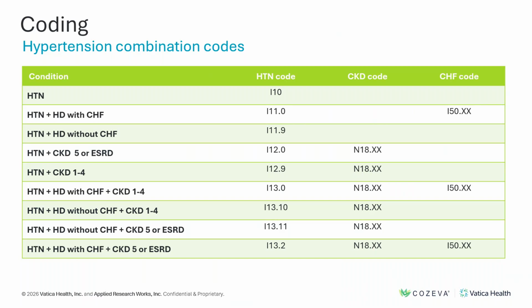I think it looks a lot more complicated because there's a separate code for CKD stage 1 through 4 and CKD stage 5 or end-stage renal disease. But once the appropriate combination code is assigned, then you use additional codes to identify the type of heart failure and the stage of CKD when those conditions are present.